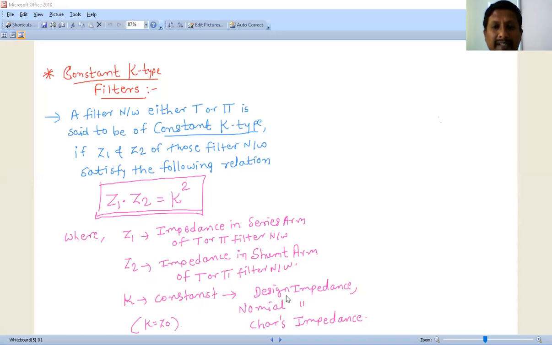The name of K can be design impedance, nominal impedance, characteristic impedance, load impedance, etc. Actually in the filter equations we were taking all these as Z0. So Z0 is replaced here by K. K and Z0 both are the same here.